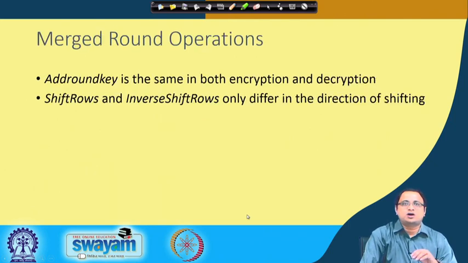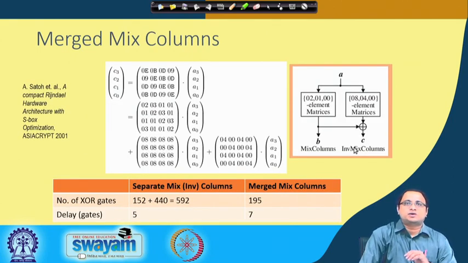Now, let us try to see how we can merge. Add round key is of course the same in both encryption and decryption. The shift row and the inverse shift row only differ in the direction of shifting, so they are pretty easy to do in a single hardware. You can just slightly program the hardware and it should work in both the encryption unit as well as the decryption unit.